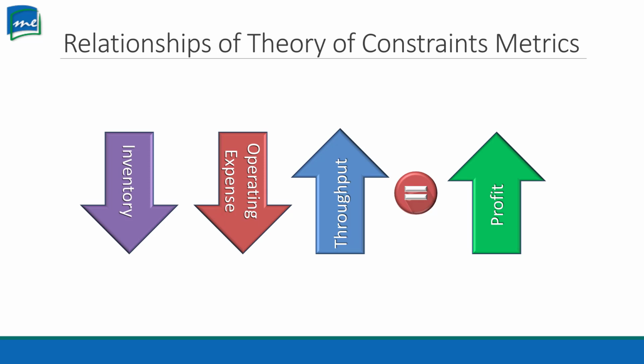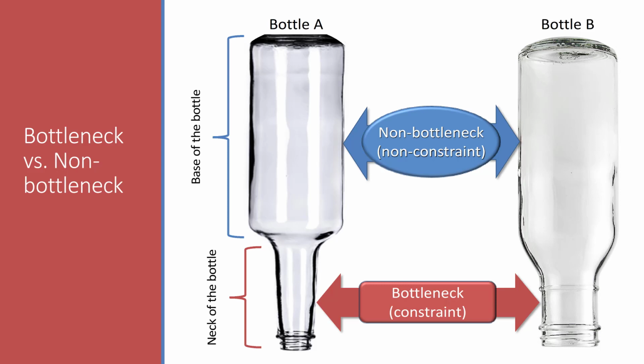But as soon as you have something like excess inventory, your profit starts to shrink. Or if you have too many operating expenses and that starts to grow, well, your profit will shrink because you're paying for those operating expenses. And like I said earlier, if your throughput decreases, well, you're going to have less items to sell, which will mean your profit decreases.